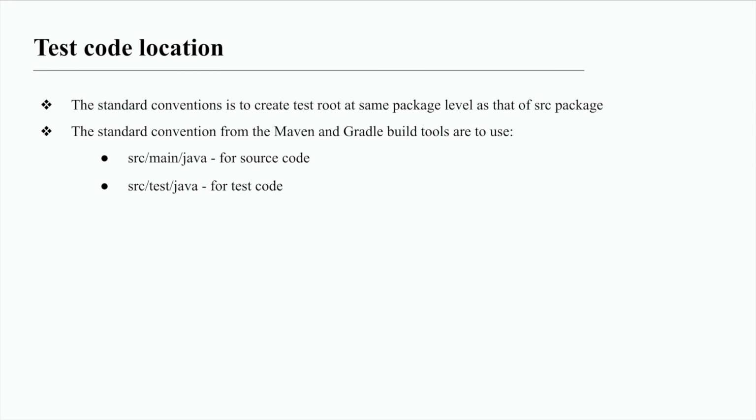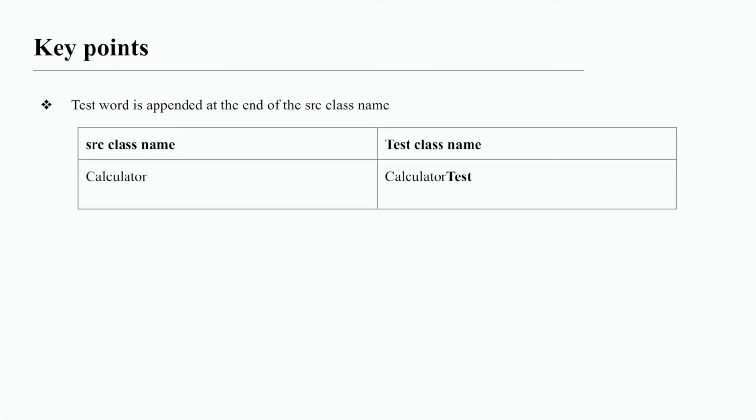Next, we will understand a few important key points. The word Test is appended at the end of the source class name. So if I have the Calculator class in my source code, then CalculatorTest will be my test class name, wherein the word Test is appended at the end of the class name. This way we will easily be able to understand the source class and test class names, and differentiate between them. The word test is appended at the beginning of the test method. So if I have the add method in my class, then testAdd will be my method name for the test case, wherein the word test is appended at the beginning of the method.